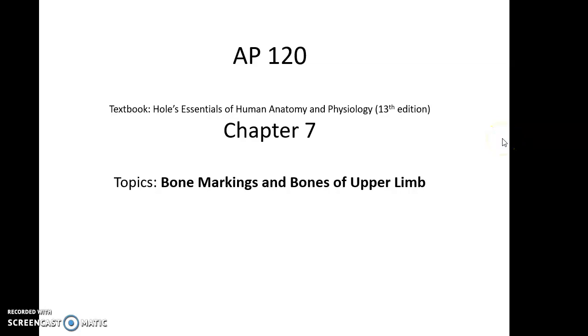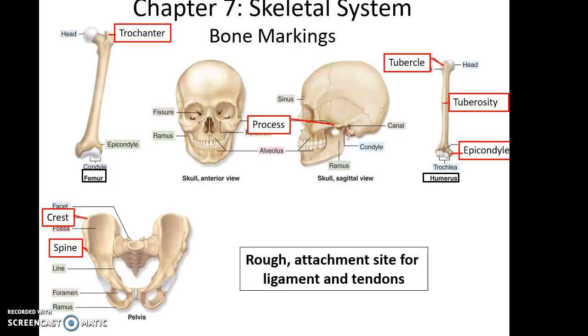Chapter 7, Bone Markings and Bones of Upper Limbs. So there are some different types of markings that you can find on many of the different bones. So it's good to know these generic terms because they're going to show up again and again this chapter.